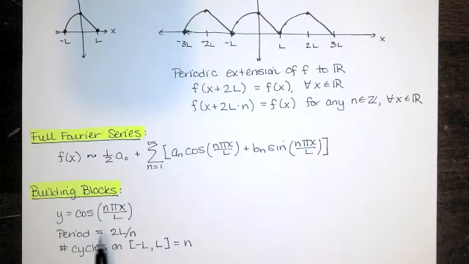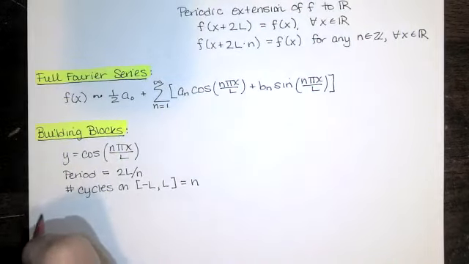In the last video, we showed that the period of one of these is 2L divided by n, and that we'll see n cycles of that function over the interval from negative L to L. I can write that down, and a lot of students can do the calculations that lead to that, but it's much more intuitive when we look at it for specific values of n.